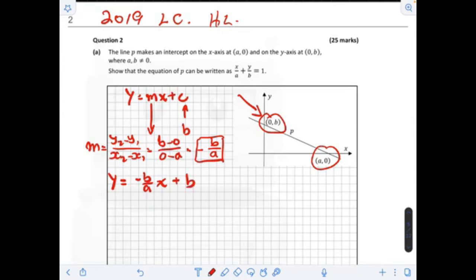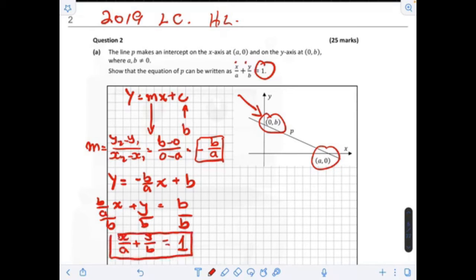We have to rearrange this to get the format that they're asking for. We can see that x and y are both on the left-hand side, so I'll move my x to the left-hand side by adding b over a x to both sides. So we'll get b over a x plus y equals b. Then on the right-hand side we need to get a 1, so we will just divide everybody by b. So b divided by b is 1, y divided by b is y over b, and b over a x divided by b, the b cancels and we get x over a. And that's our final answer.